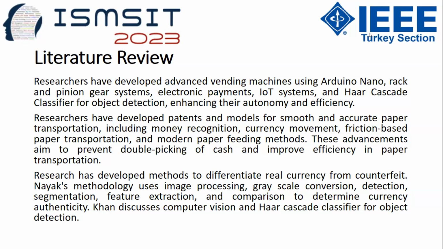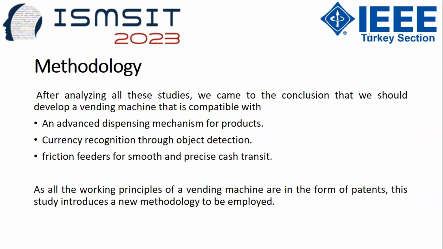Then for the object detection model, researchers have developed methods to differentiate real currency from counterfeit. Nike have developed a methodology which uses image processing: grayscale conversion, then edge detection, and then segmentation, feature extraction, and comparison to determine currency authenticity. Khan discusses computer vision and the Haar cascade classifier for object detection.